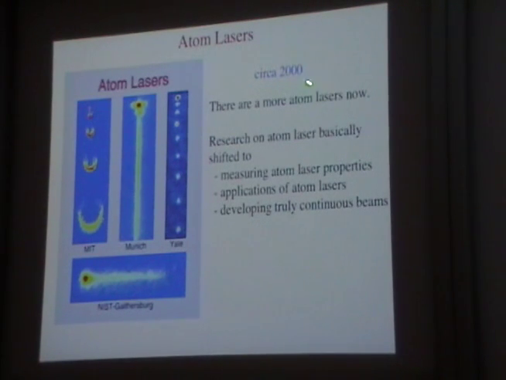The time period for a lot of that research was around 2000, and here's a picture of the MIT cloud coming out, the continuous beam from Munich, the analogous to a mode-locked laser in Yale, and our group demonstrated the Raman output coupler, which is propagating perpendicular to gravity. There are actually a lot more atom lasers now. I didn't want to put all of them up.